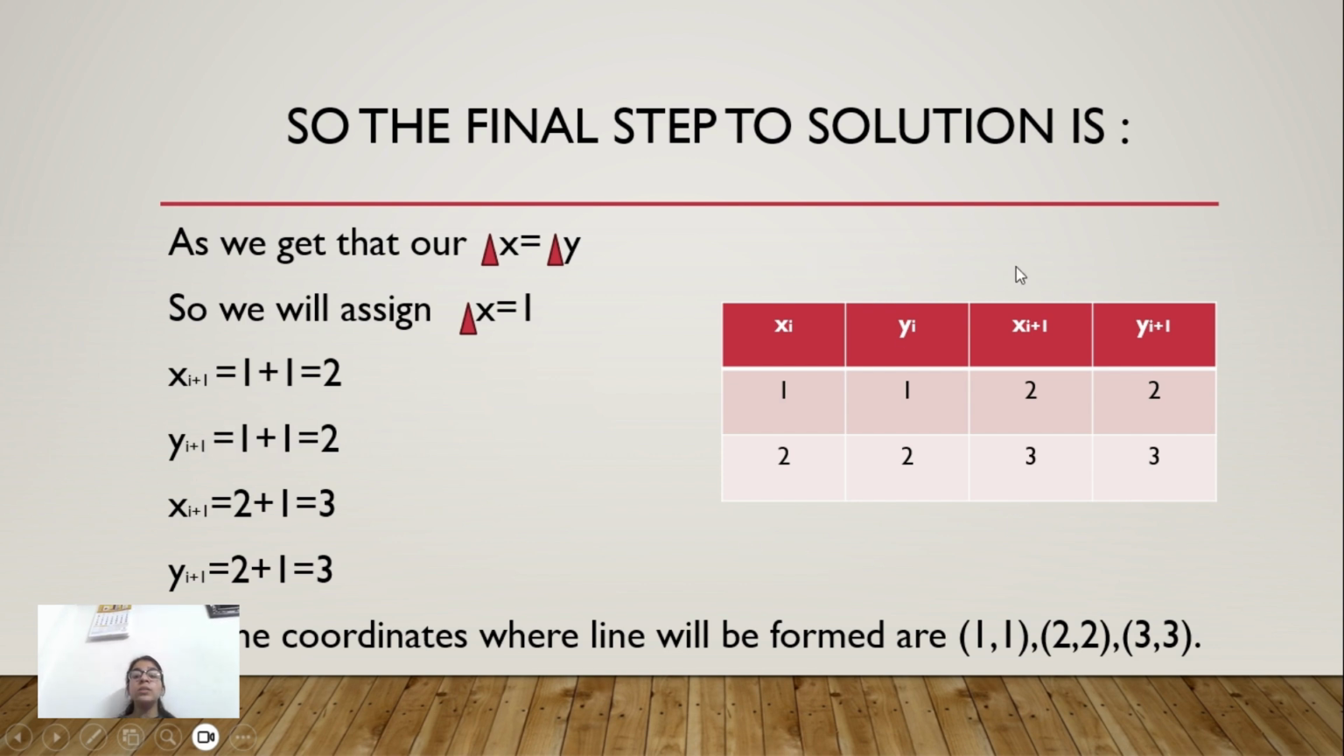You can also use a table for your understanding. It would be easy for you to understand. Then the initial point will become (2, 2), so 2 plus 1 is equal to 3, and again 2 plus 1 is equal to 3. So the coordinates where the line will be formed are (1, 1), (2, 2), and finally (3, 3) is the ending coordinate where the line will finish.